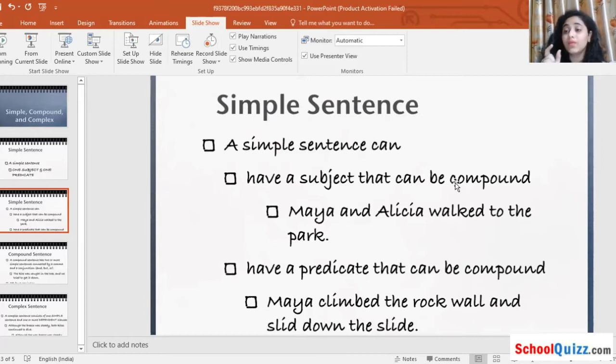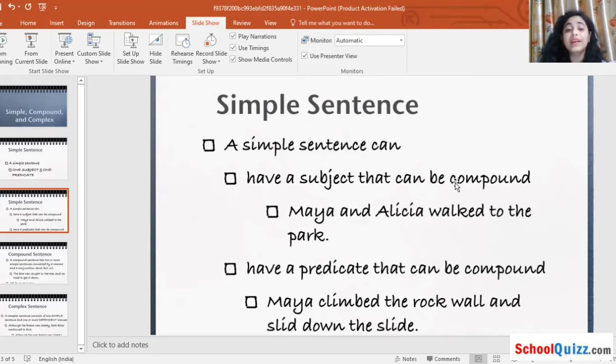So, and means joining of two sentences. It can be written solely also. That means two simple sentences. Maya climbed the rock wall. Full stop. And she slid down the slide. Full stop. Now what have we done? We have removed she and added and. Maya climbed the rock wall and slid down the slide.